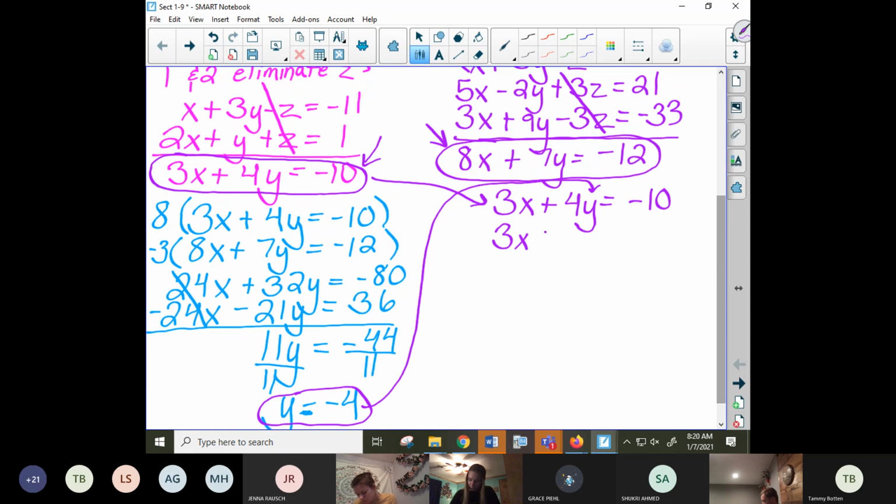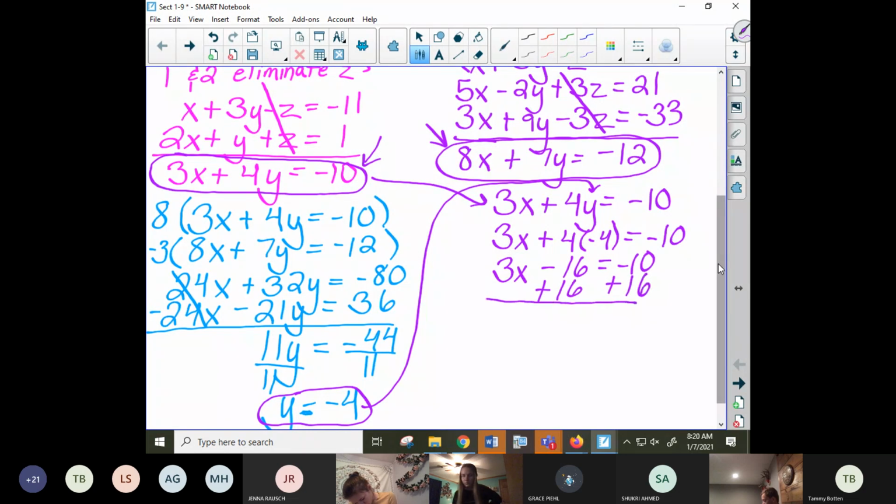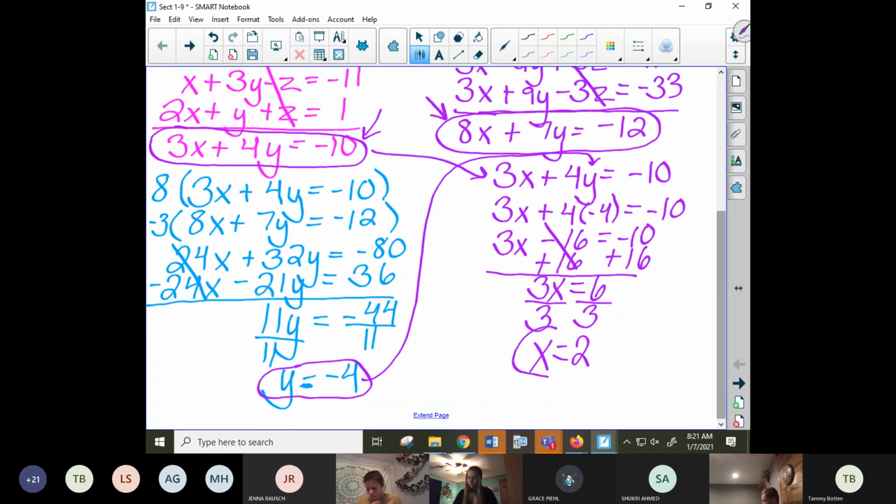So I'd get 3x plus 4 times a negative 4 equals negative 10. Now 4 times a negative 4 is minus 16. Add 16. And 3x equals negative 10 plus 16 is 6. Divide by 3, and x is 2. Okay? Now you know two of your things.